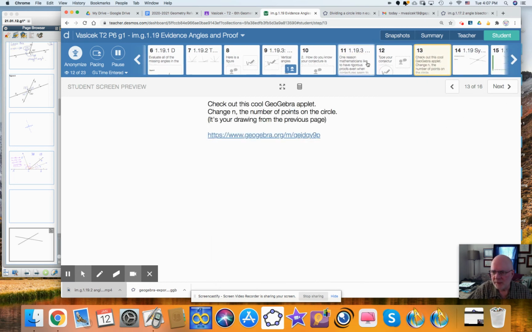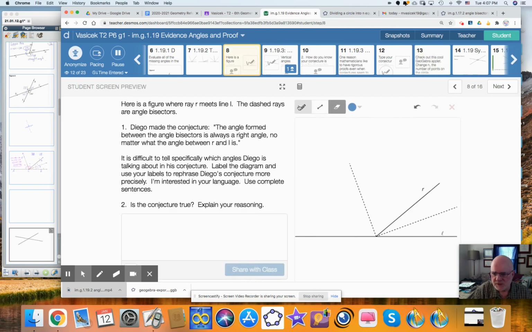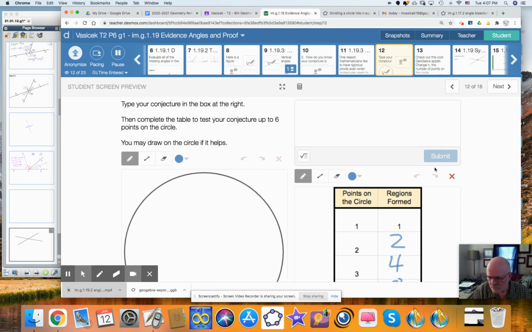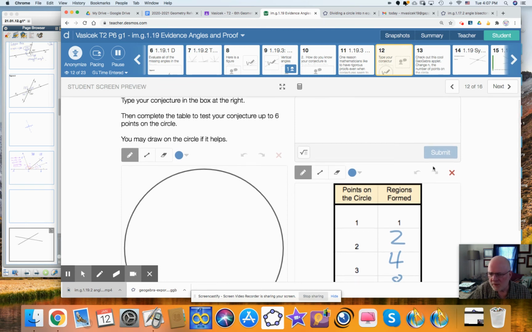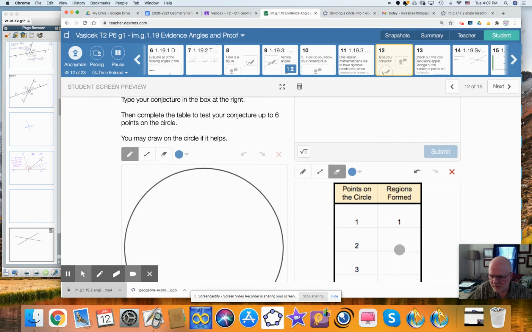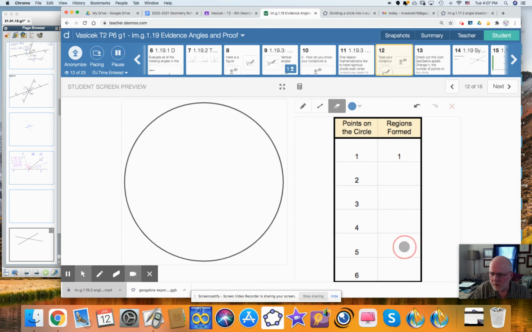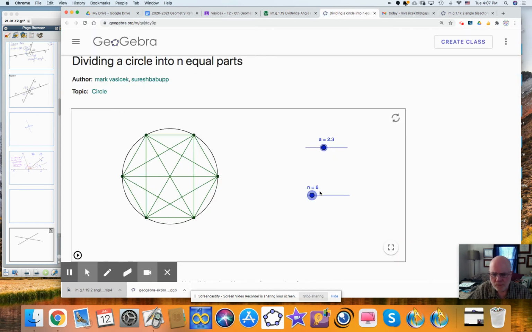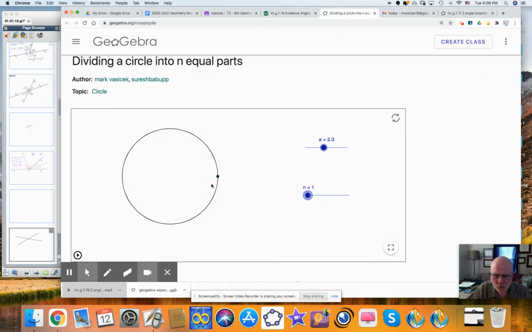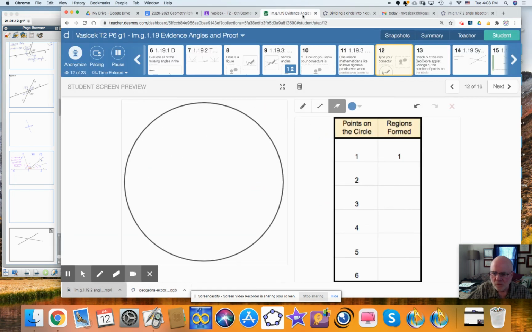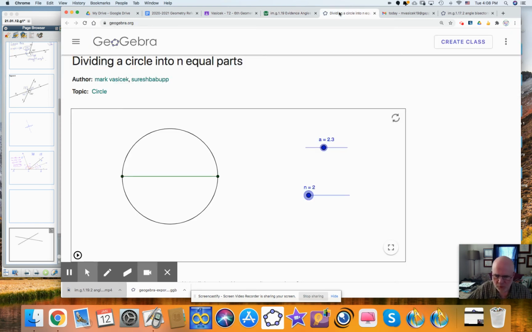I have a GeoGebra applet that we can use to do this, and I have this table of values. Right here. I'll erase this as we go through it. So if I were to show you 1 point on the circle, 1 region. 2 points on the circle, 1, 2. 2 regions.